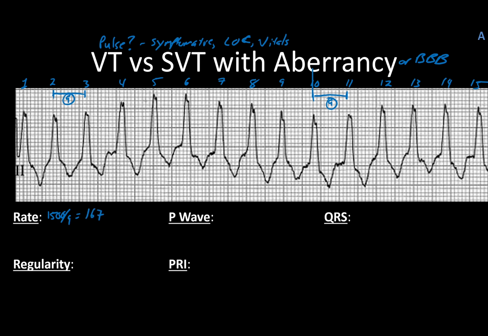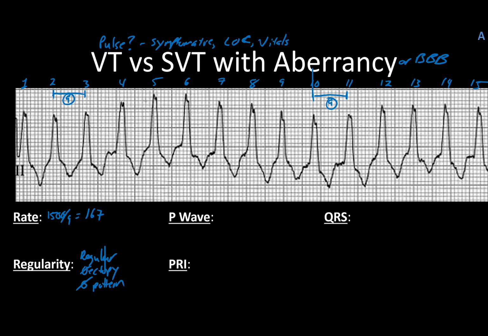So right in that range of being SVT or V-Tach. Like, it could be either one. We will say that this is regular. I don't have any ectopy, other than the whole rhythm may be ectopy, and I don't have any pattern that jumps out. Do I have P waves? In the truest sense, no.